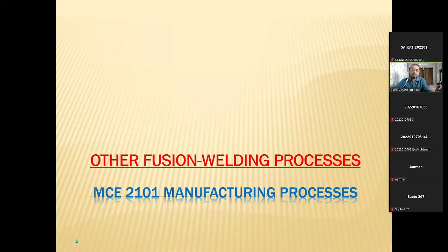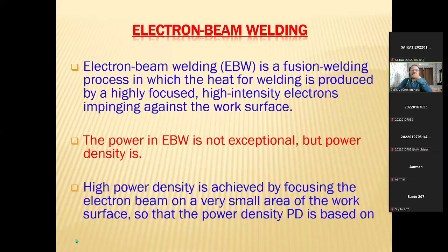First fusion welding is electron beam welding. Before starting this one, I am going to tell you the source of heat. What is the heat here? It is the electron beam, which is a flow of electrons. If we accelerate this flow of electrons, when it hits the metal, the kinetic energy will be transformed into heat energy. This is the basic concept of the welding.